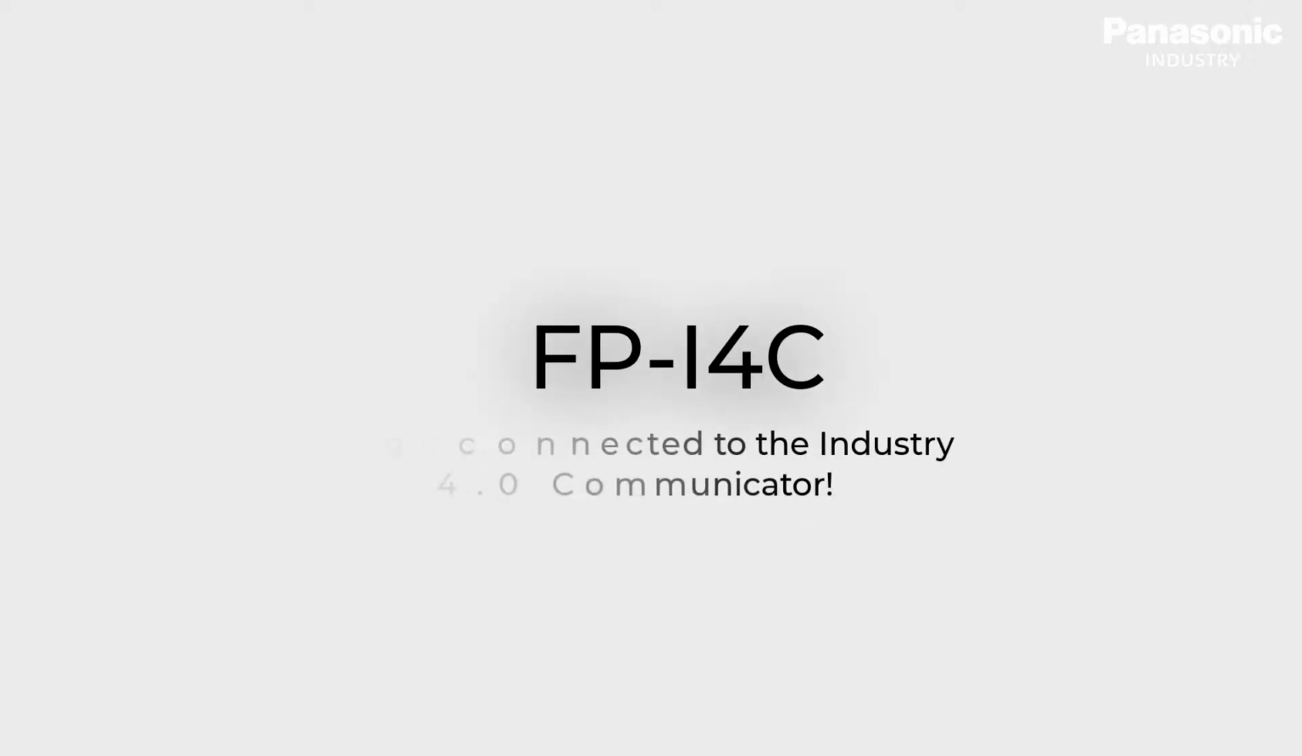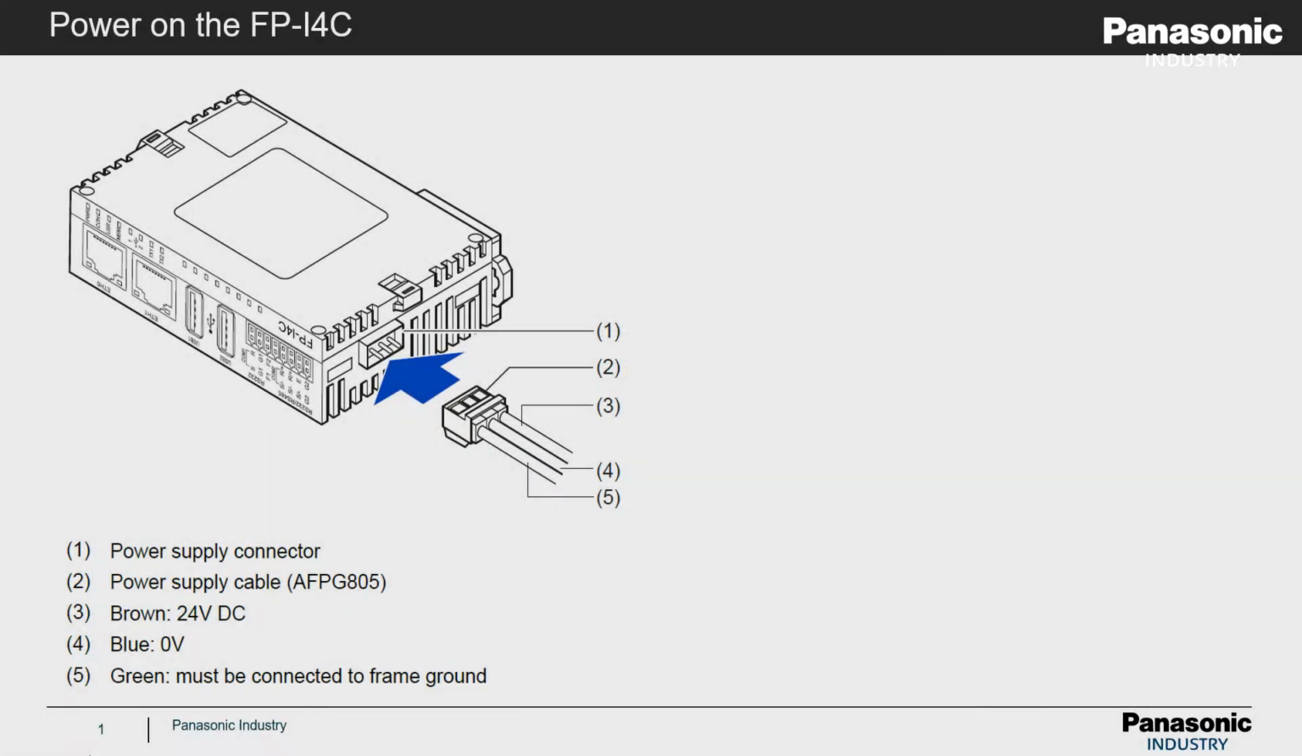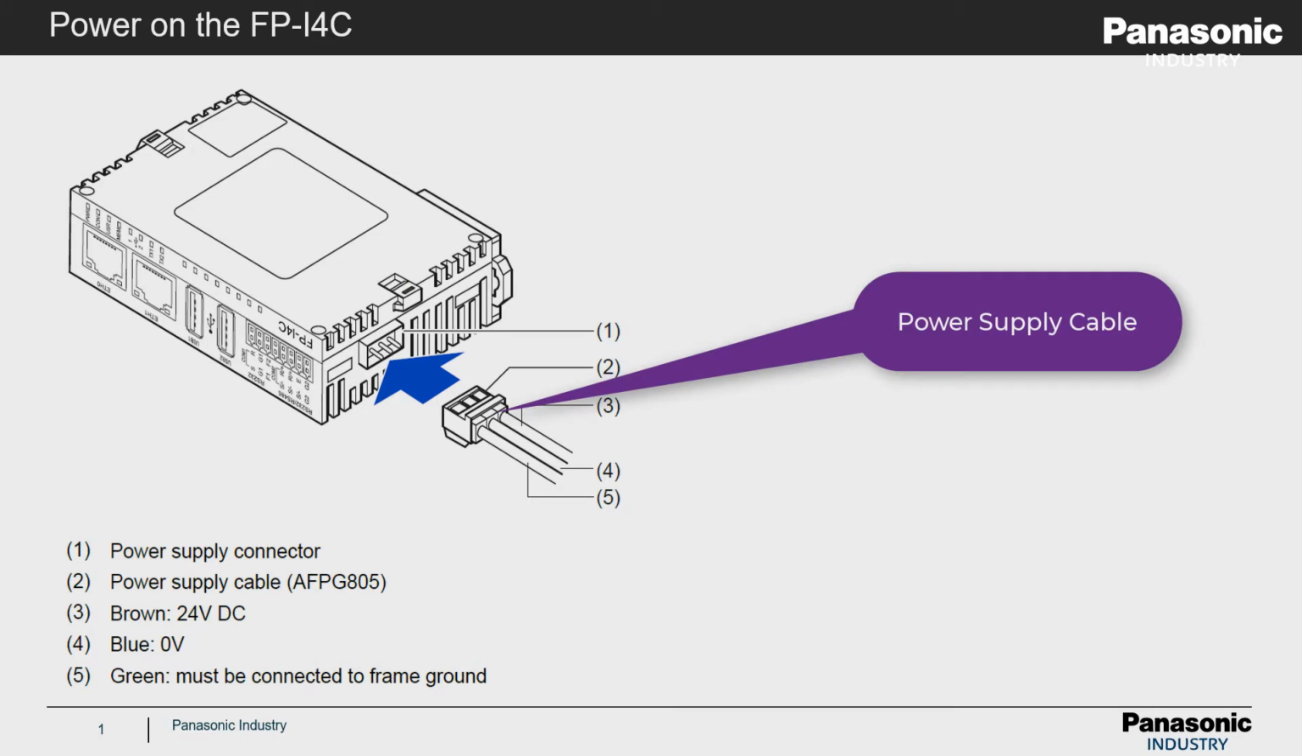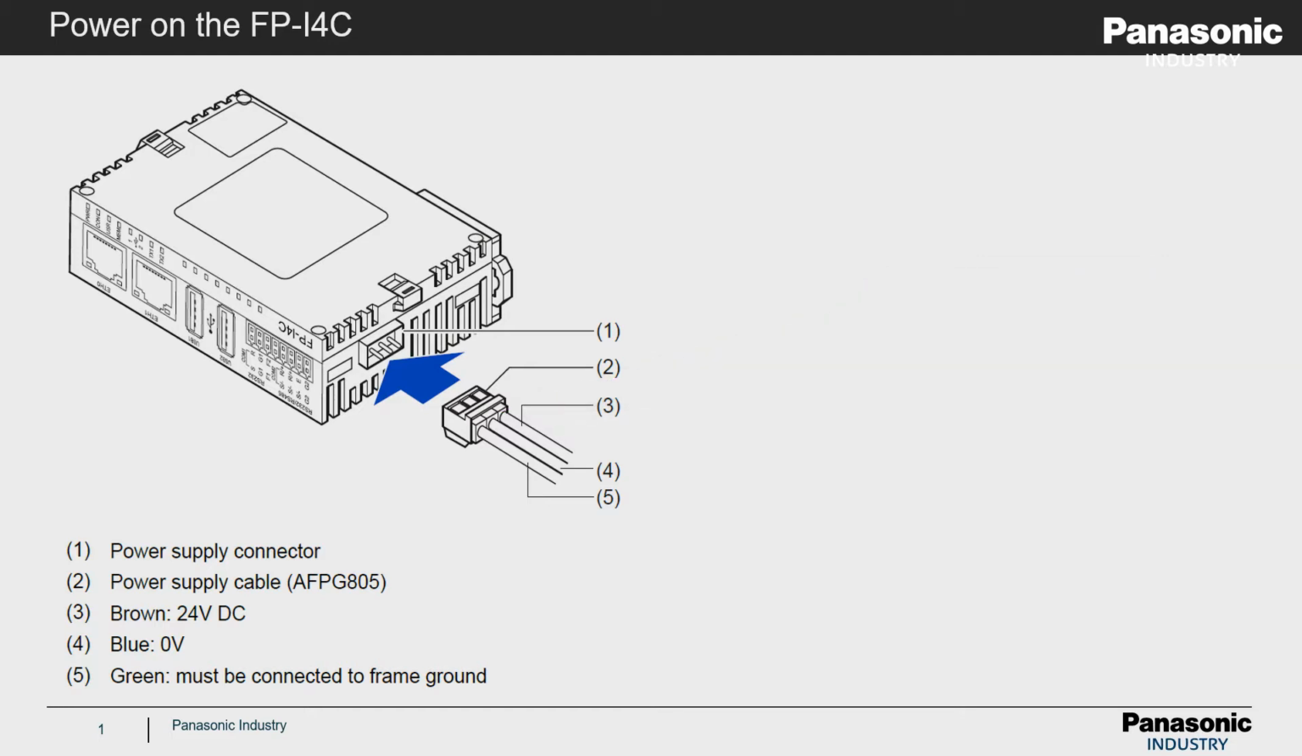In this video, we will explain how to wire the Industry 4.0 communicator from Panasonic and how to get connected to it. First, we install the 24 voltage DC power supply cable that comes with the Industry 4.0 communicator, or shortly named FP-I4C unit.